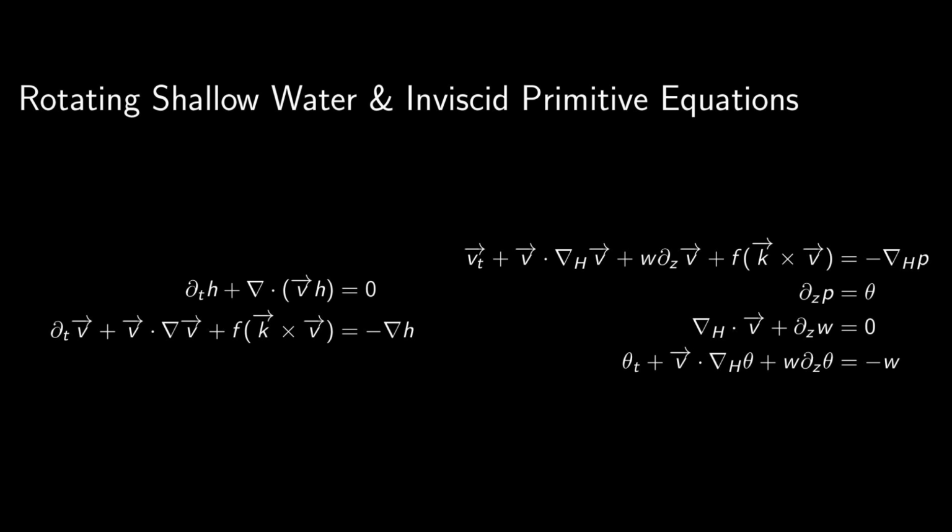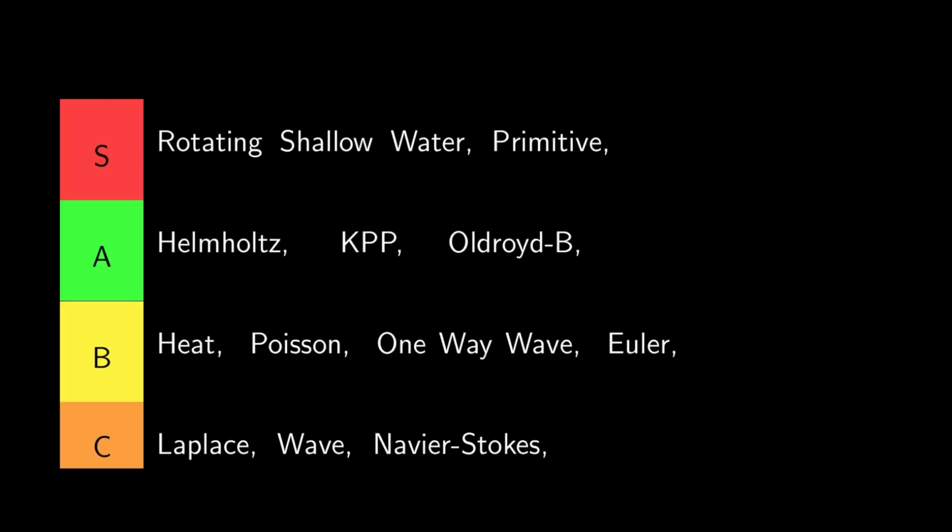Rotating shallow water and inviscid primitive equations. The primitive equations apply realistic approximations and features to the Euler equations for atmospheric dynamics, like hydrostatic balance, the Coriolis force, and the ideal gas law. The shallow water equations simplify things even further, reducing the 5 equations down to 3. Since these formed the backbone of my dissertation on atmospheric dynamics, they open up S tier, though in this case S might stand for Stockholm Syndrome.